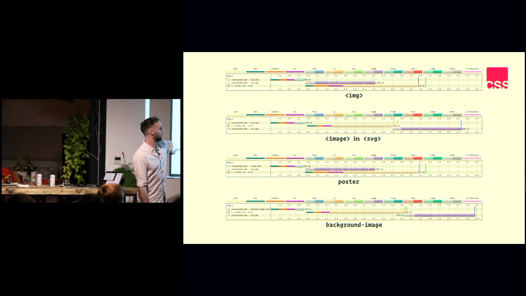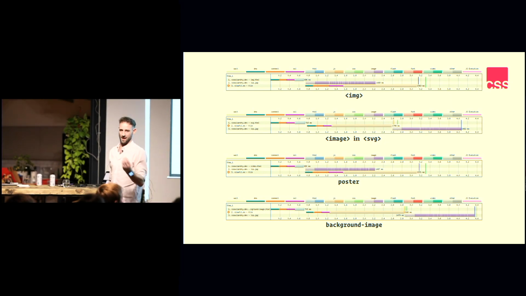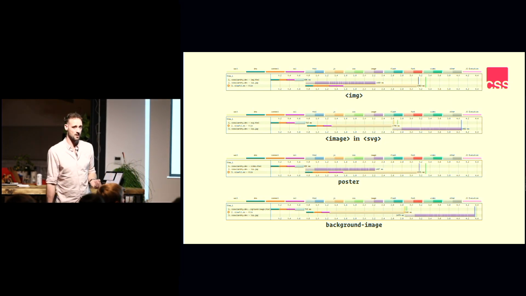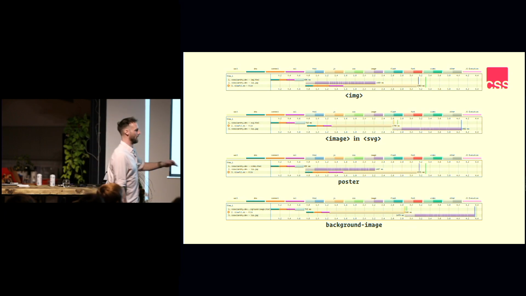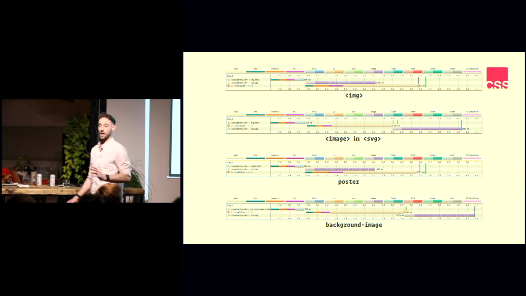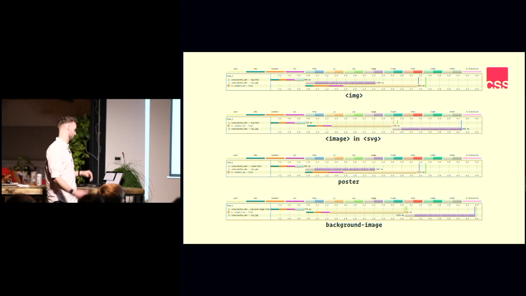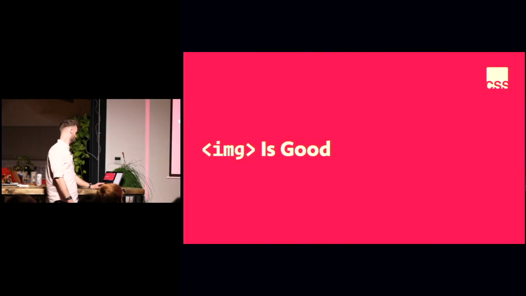And we'll see that poster and image behave the same, and SVG and background image also behave the same. I was expecting background image to behave like this, because of the way CSS works and the way browsers have to work, background image is always going to be slow. I was expecting this. What I wasn't expecting was image in SVG. So what we'll look at is why this happens and what we can do to get around it. Yeah, so those kinds of patterns emerged.